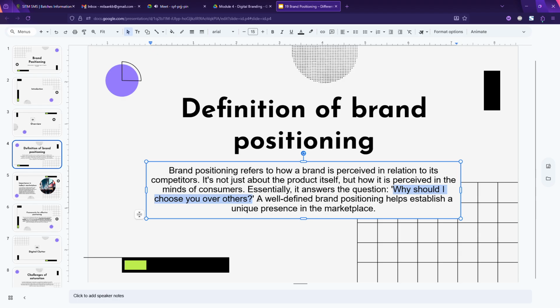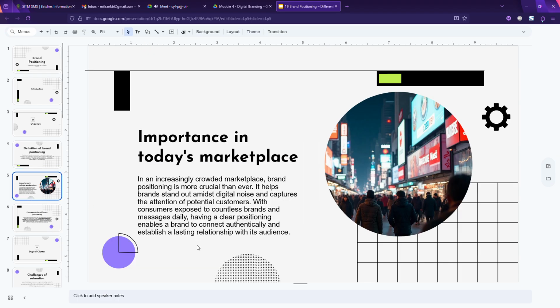A well-defined brand positioning helps establish a unique presence in the marketplace. It's very important in today's marketplace because we have so many new brands coming up, so many big and different businesses coming up.